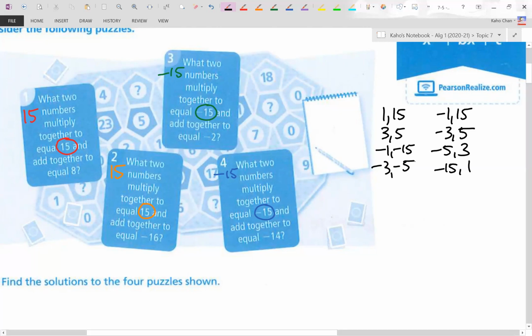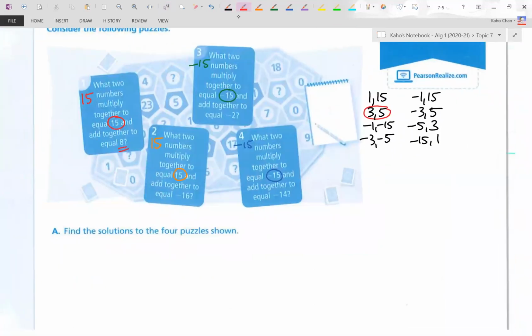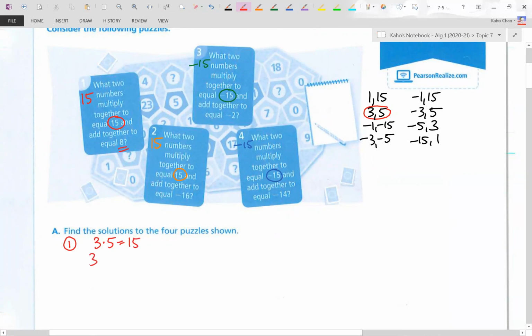Add together is the second clue in each of those puzzles. So here we want to see which one adds together for number 1 equal 8. Take a perusal through all these and, oh look, 3 plus 5 is 8. Ding, ding, ding, ding. That's a winner. So when they ask us to find a solution, I'm going to jot that down for number 1. Very good. Number 1, the pair is 3 times 5 gives me 15. 3 plus 5 gives me 8, and we solved the number 1 puzzle there.